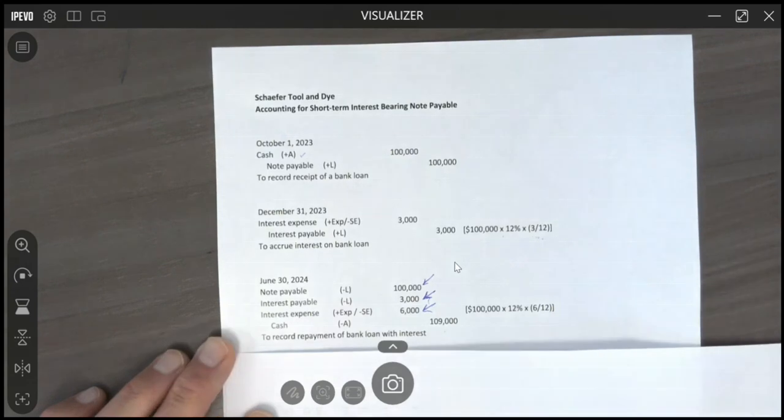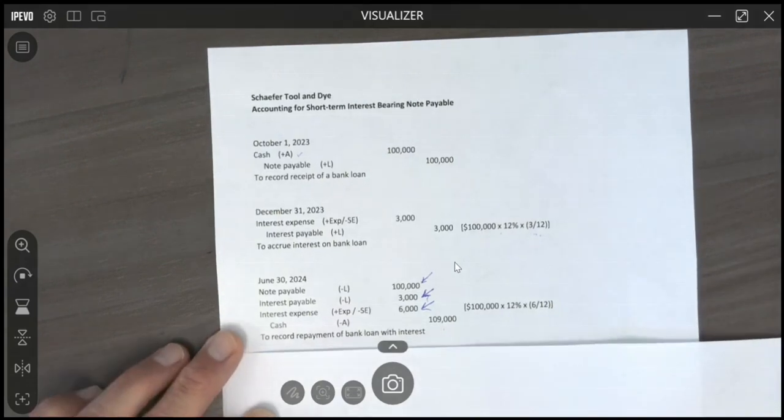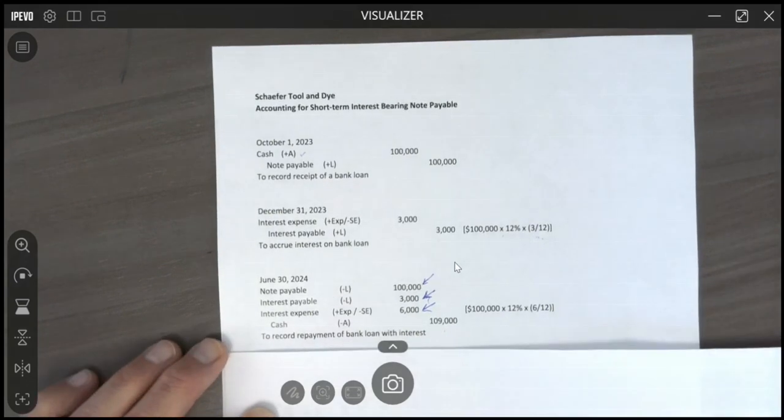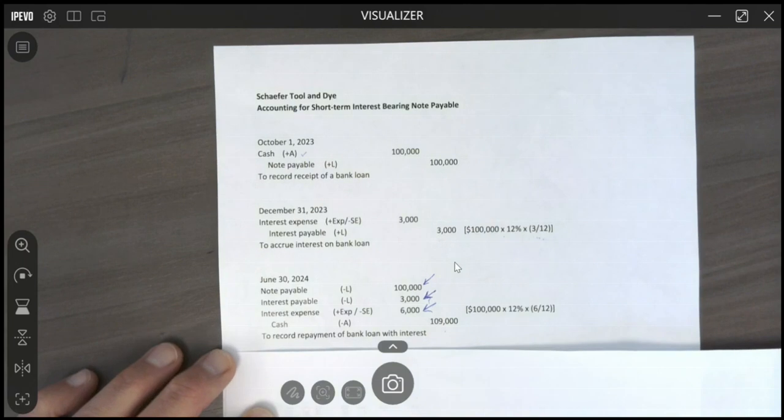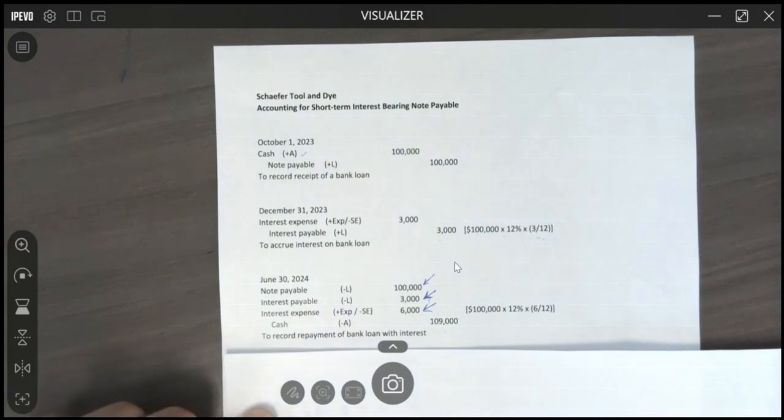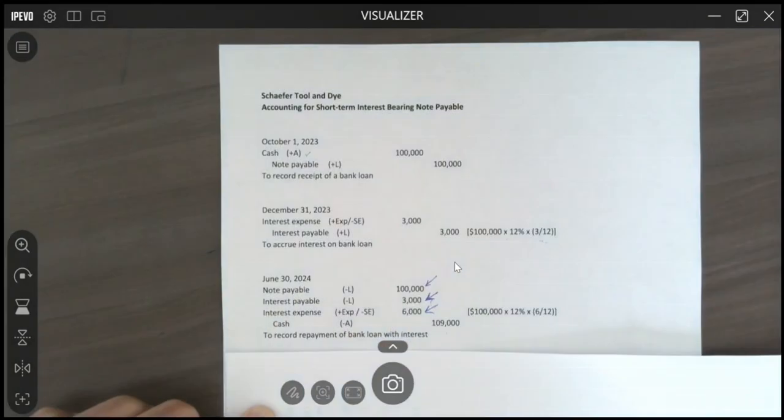All right. And that is accounting for a short-term bank loan. Again, the accounting's pretty easy. The hard part is using that money well to build our company and make us more profitable and more successful.